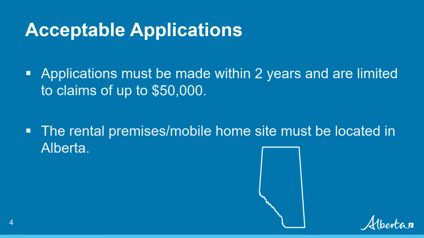Acceptable applications. Applications must be made within 2 years from the date that a potential claim is discovered. Applications are limited to claims of up to a maximum of $50,000. The rental premises or the mobile home site must be located in Alberta, and the claims in the application must be covered by the Residential Tenancies Act or the Mobile Home Sites Tenancies Act.